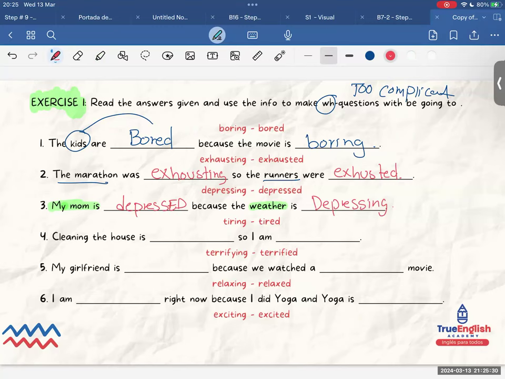Let's see, Jackie. Number four. Cleaning the house is tiring. Cleaning the house is tiring, so yes. I am tired. Exactly. Yes. Cleaning the house is tiring. Es cansado. Right? So I am tired. Así es que yo estoy cansado. Same situation, but depending on if you are going to describe an object or a person in this case.